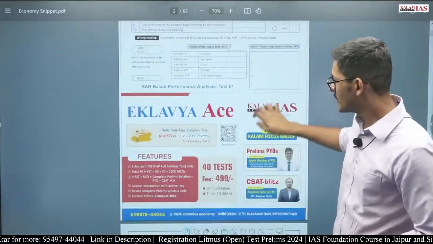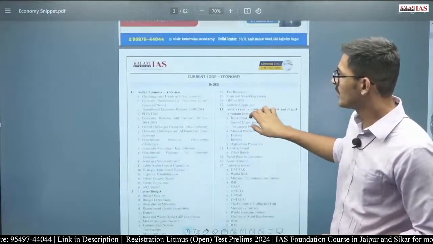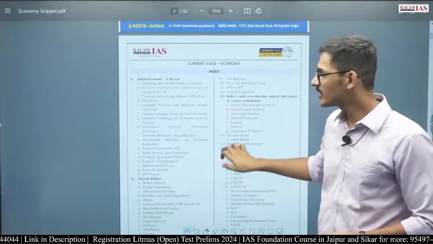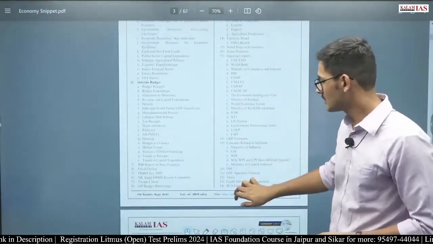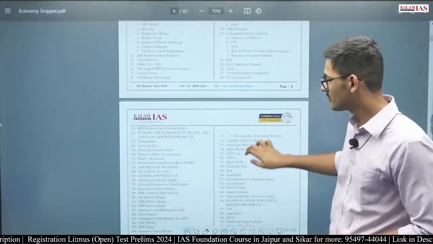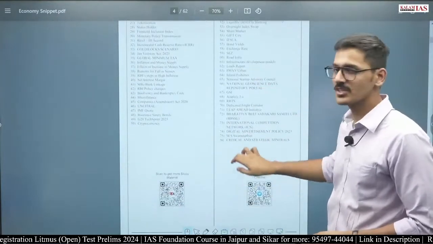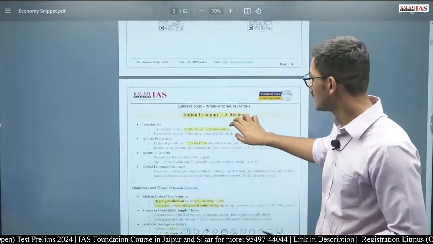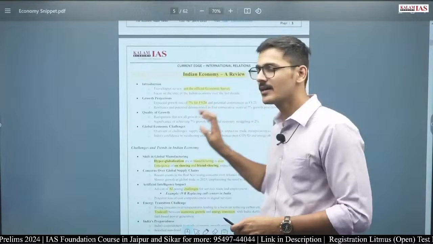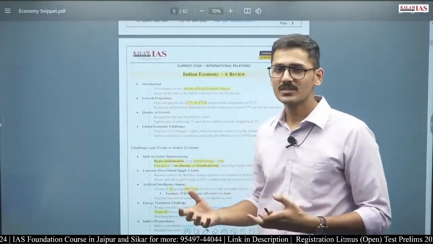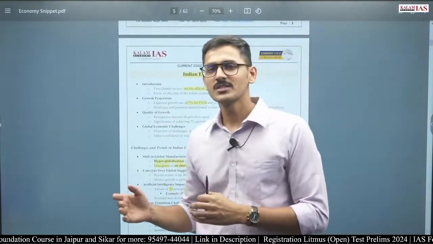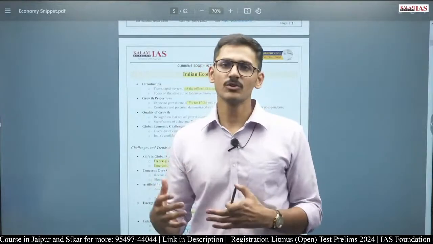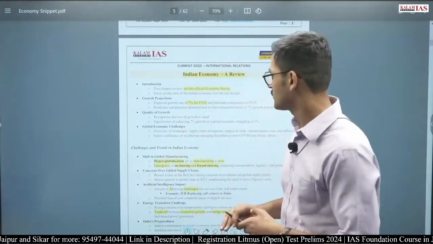So today's session, first we are going to do Indian Economy a Review. Indian Economy a Review is a document released by the Ministry of Finance instead of the Economic Survey. This year the Economic Survey was not released because in an election year the Economic Survey is not released. Instead, a different document was released, separate from the Economic Survey. The Economic Survey will be released when the new government is elected after the election.